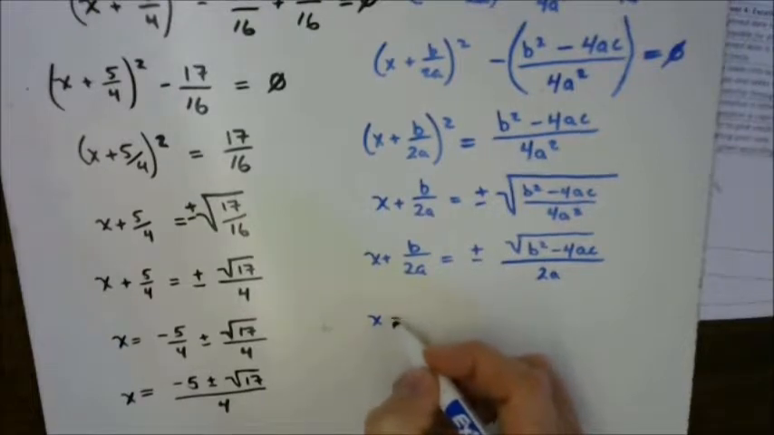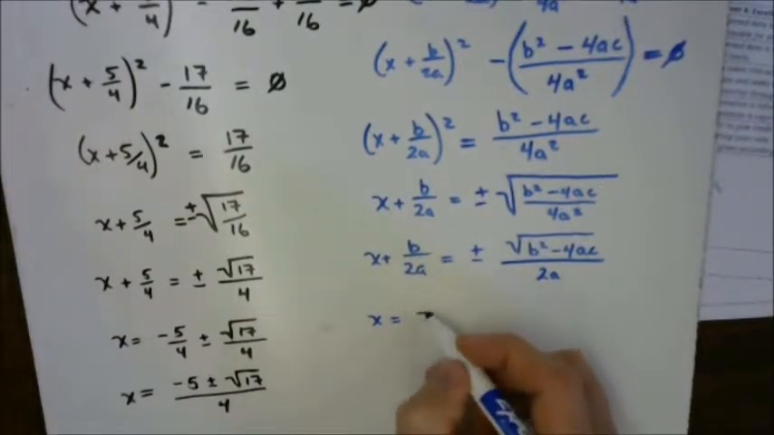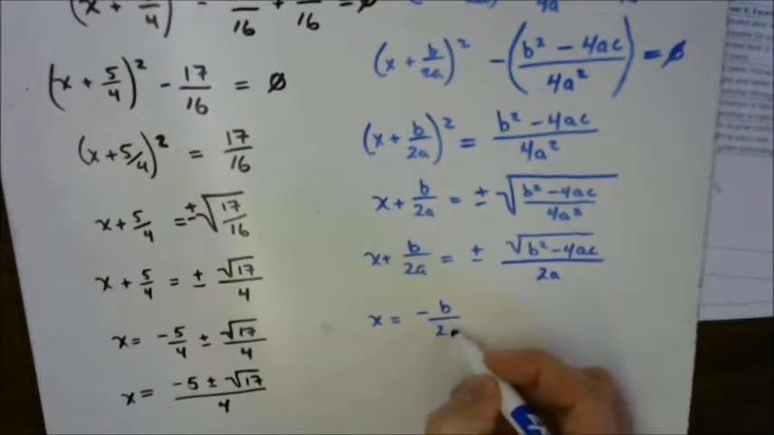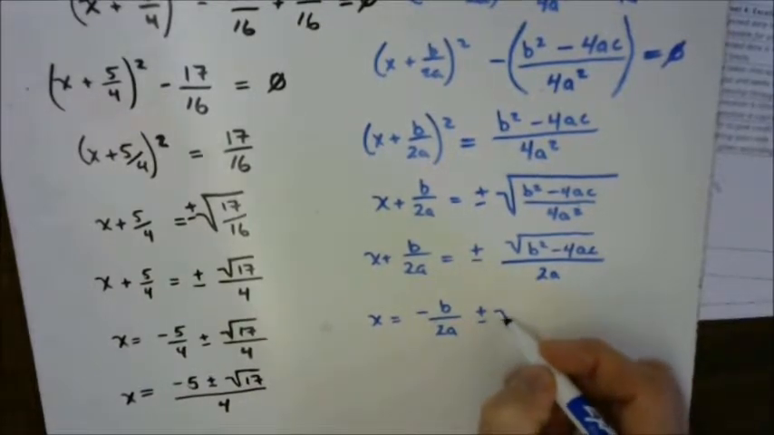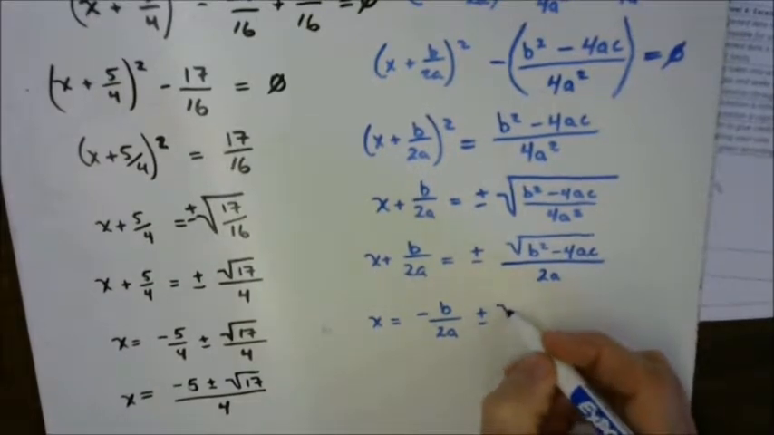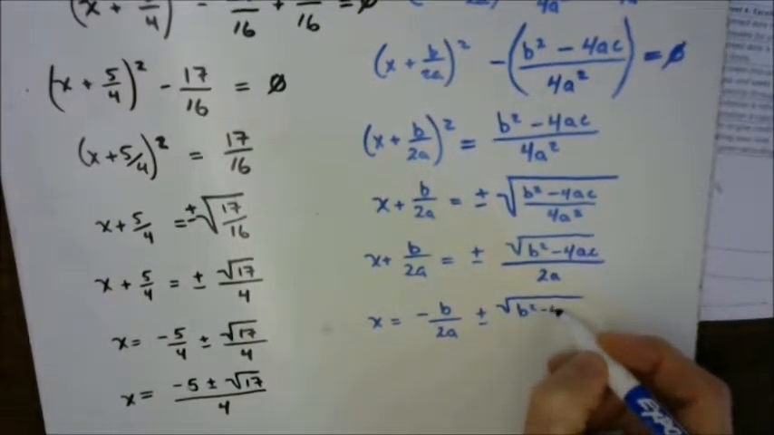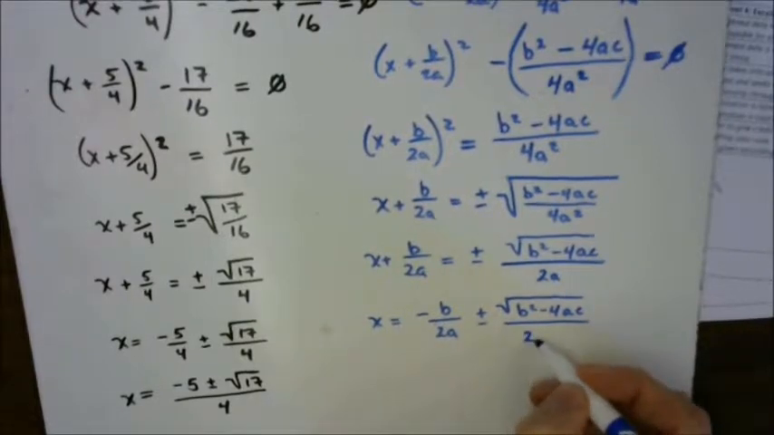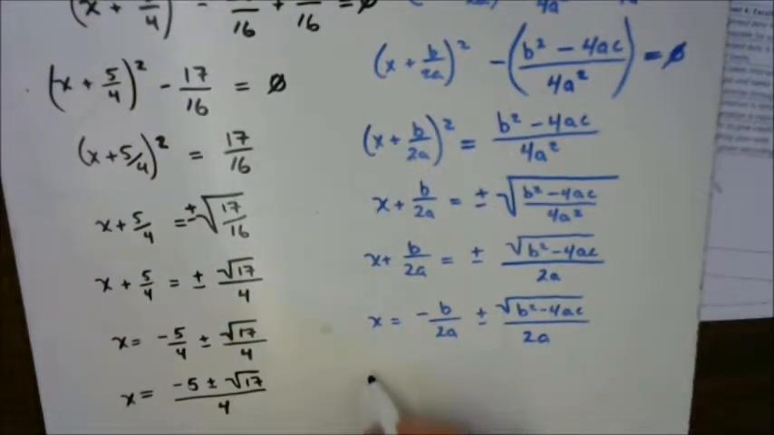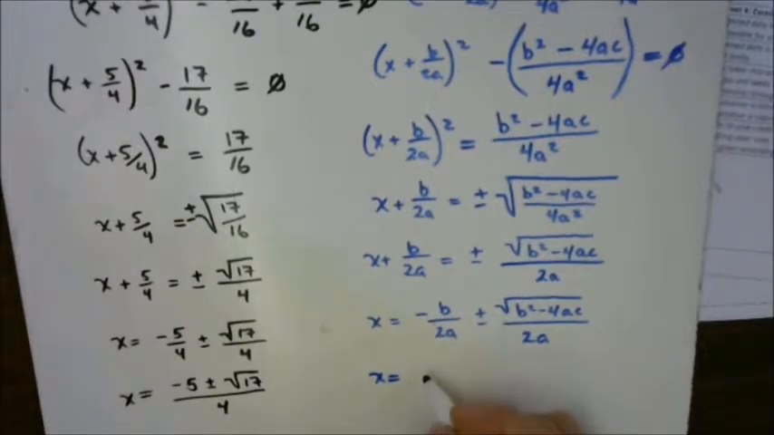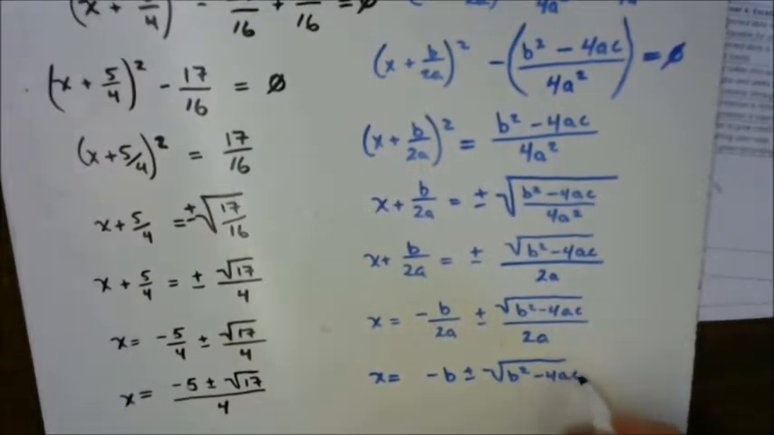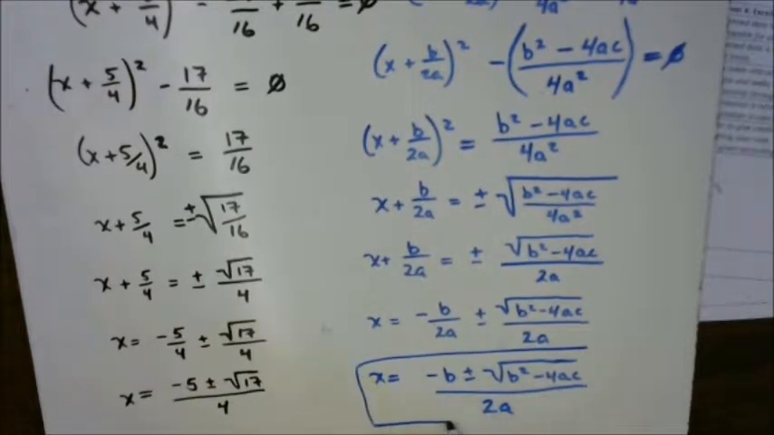We've got x equals, we're going to subtract b over 2a from both sides. Still plus or minus square root of b squared minus 4ac over 2a. And now since I already have a common denominator, I can rewrite that as one fraction, negative b plus or minus square root of b squared minus 4ac all over 2a. And there you have it, the quadratic formula.